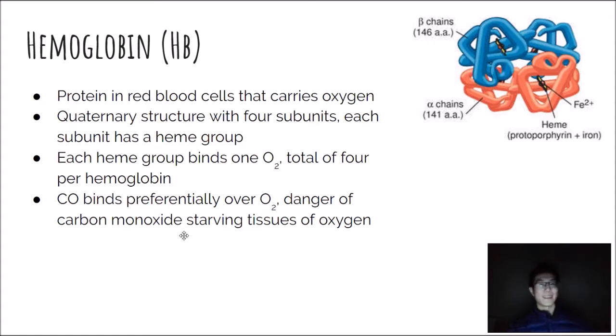What's really more fascinating, though, perhaps from a biomedical perspective, is that we have carbon monoxide. So carbon monoxide actually binds preferentially over oxygen, which means that if you have a high concentration of carbon monoxide in the surroundings, it's going to bind more favorably and more readily than O2, and this can ultimately cause carbon monoxide poisoning, and that carbon monoxide is going to starve the tissues of oxygen. Hence the reason why CO is so dangerous to us as breathing humans.